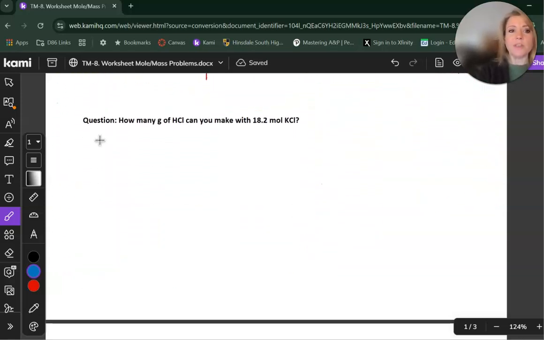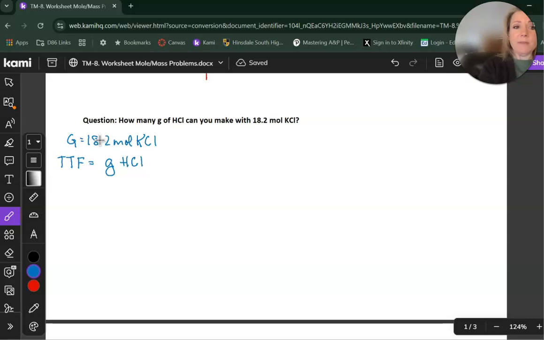My question here is, how many grams of HCl can you make with 18.2 moles of KCl? First, let's identify the given and the trying to find. So my given here is 18.2 moles of KCl. My trying to find is grams of HCl.